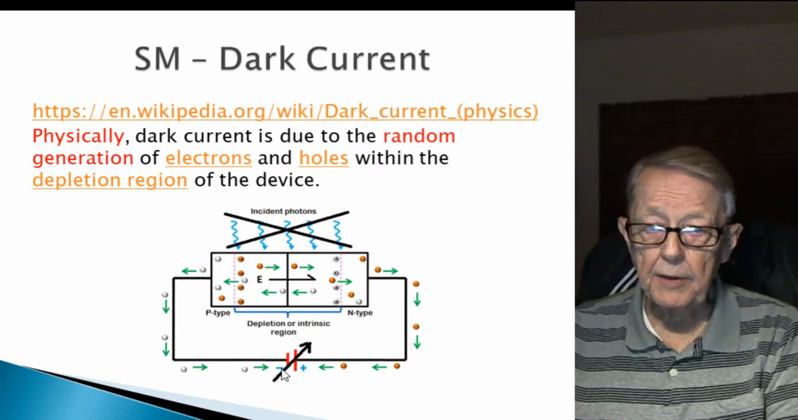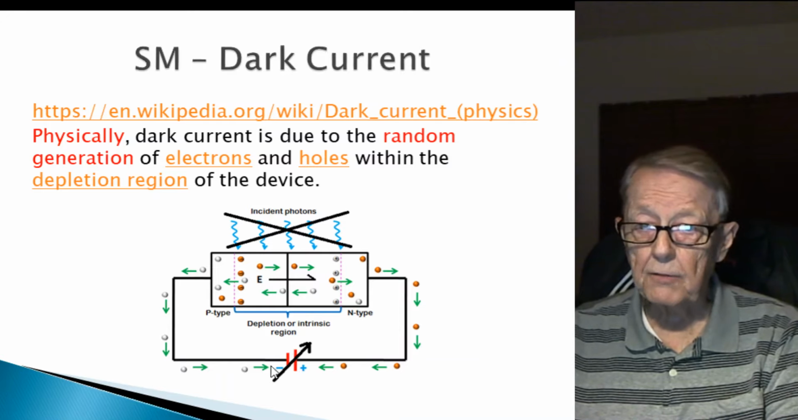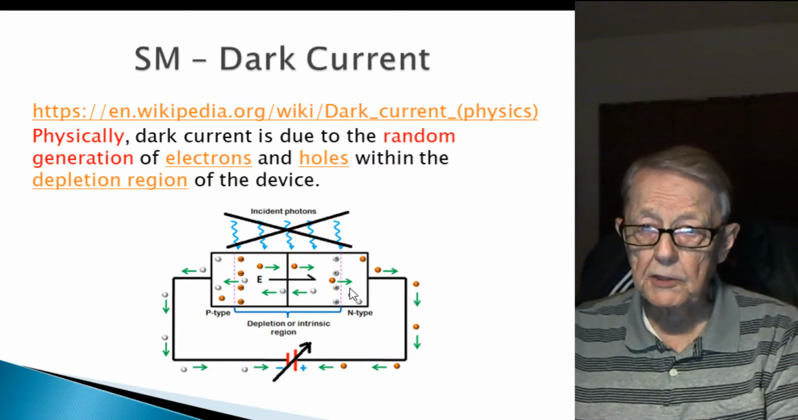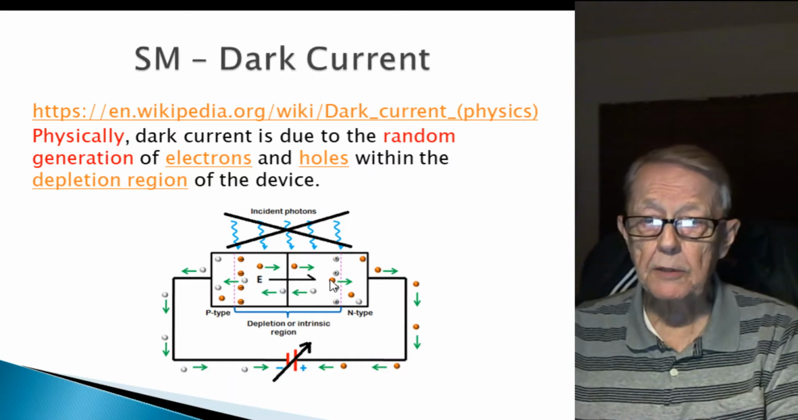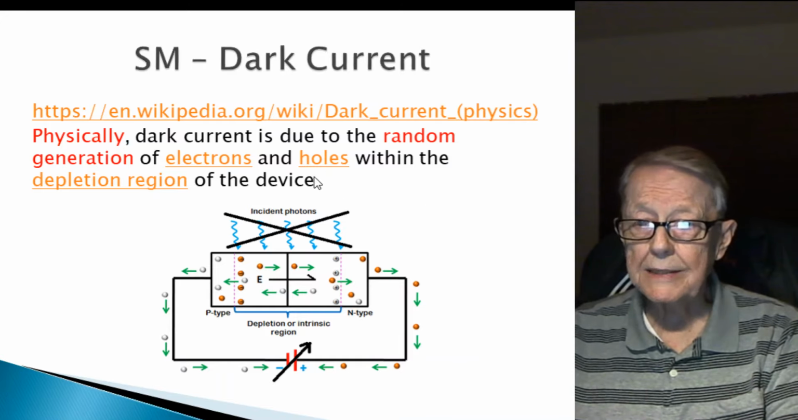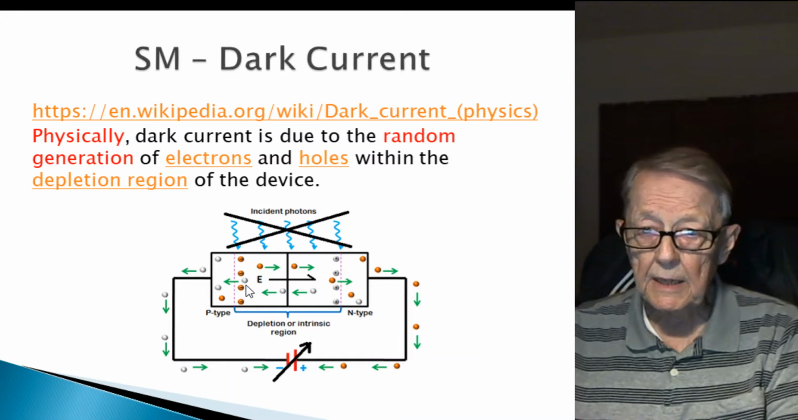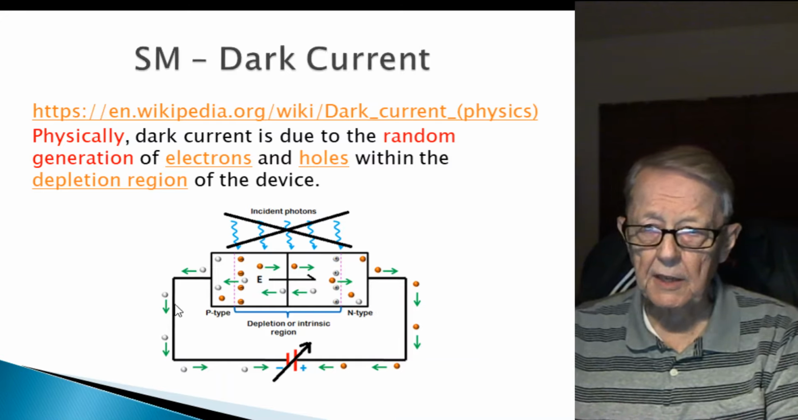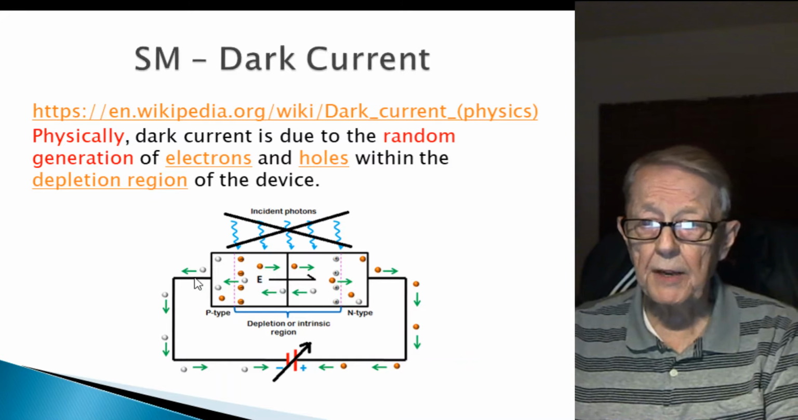You may have anywhere from 0 to 5 volt voltage. So if you adjust this to 0 and you got no light coming in, they're saying that you've got random generation of electrons and holes in this region, and this E field kind of gets the electrons moving. This diagram shows holes moving the other way.